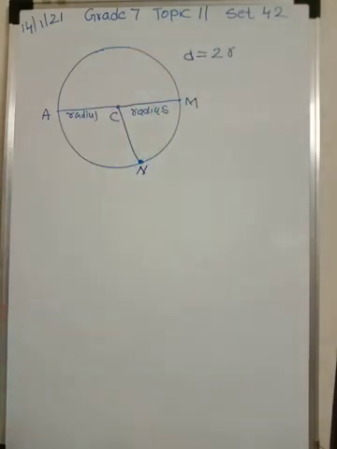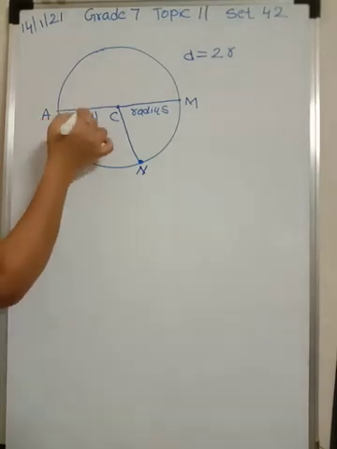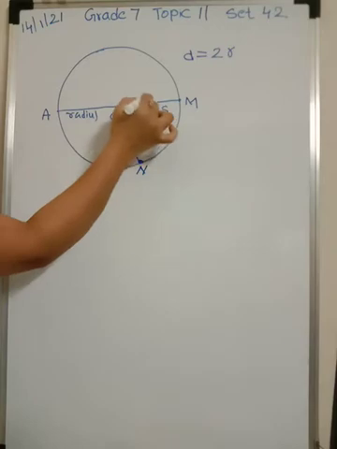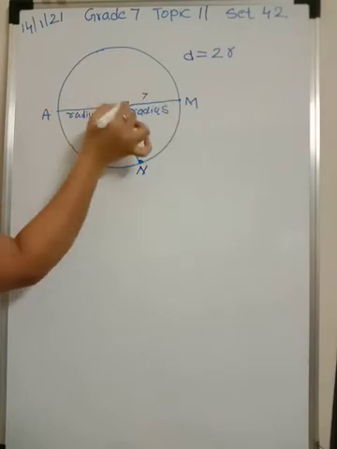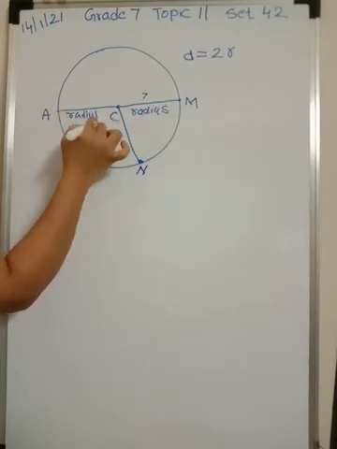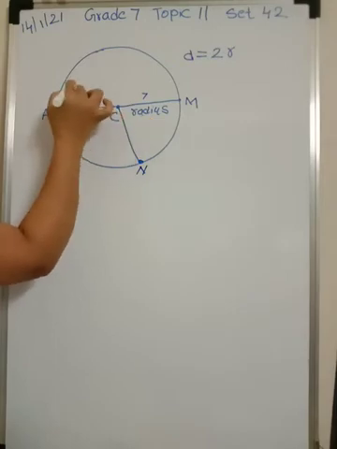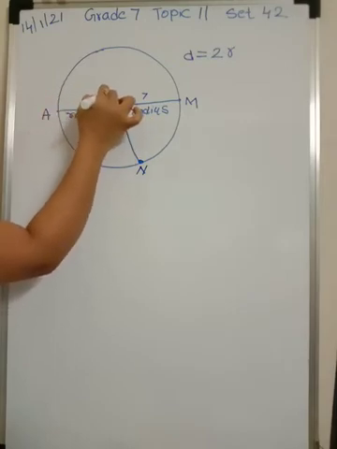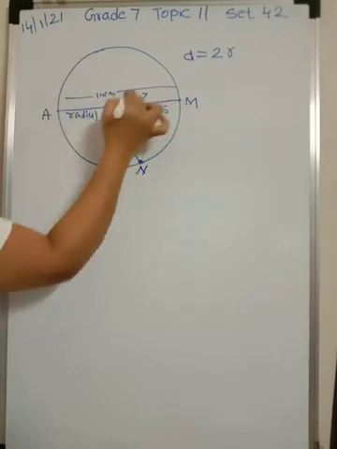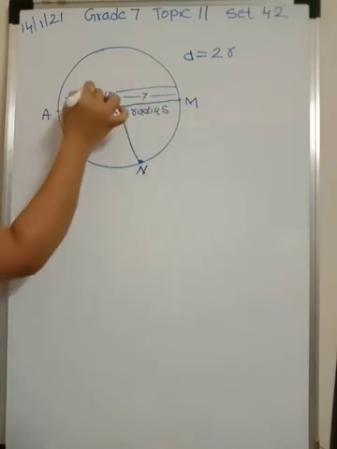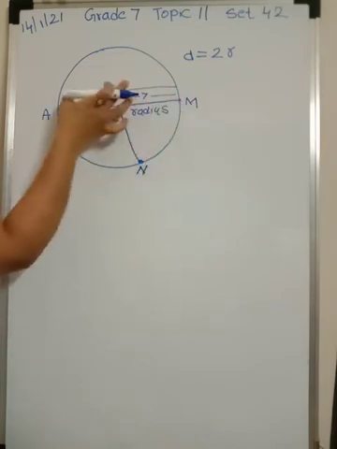Okay. Now students, for example radius is 7 centimeters and diameter will be 14 centimeters. That is from here to here and this is from here to here. Alright, this is 14. 7 plus 7 is 14.